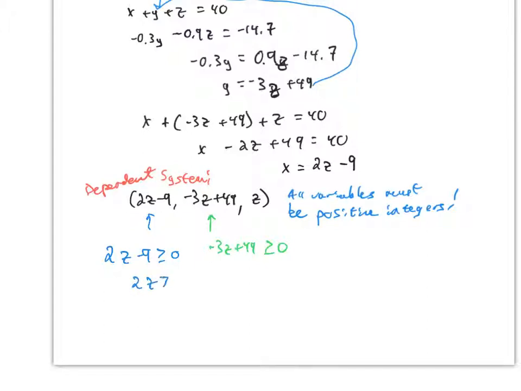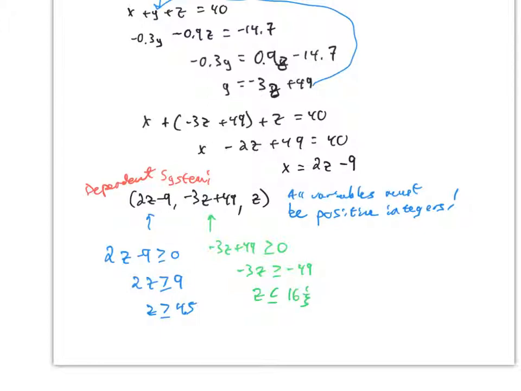So I'm just going to move the 9 over, and z is going to be greater than 4.5. And then for this one, if I move the 49 over, okay, now a little warning here. I've got to divide by a negative, so that means I'm going to have to flip that inequality sign around. I'm going to get z is less than or equal to 16 1/3.